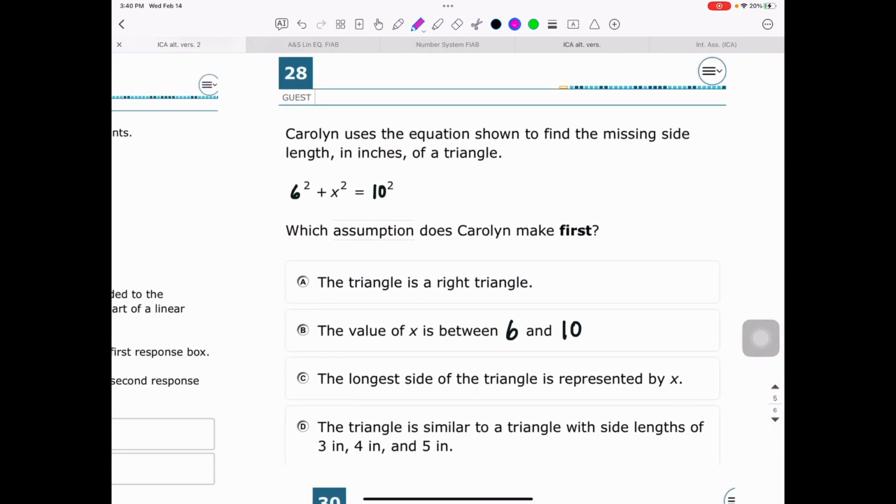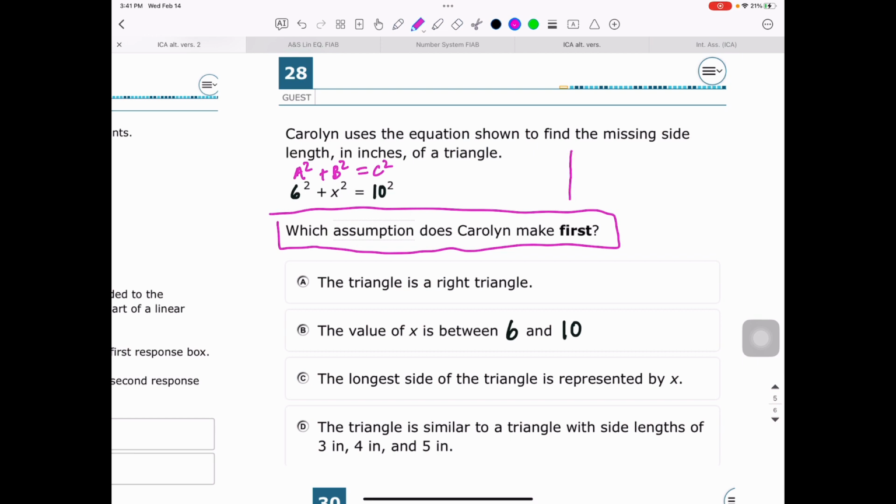This one, Carolyn uses the equation to find the missing side length of a triangle. So if she's using a squared plus b squared equals c squared, it says, which assumption does Carolyn make first? Well, first off, before anything else, the only time that you can use a squared plus b squared, and we don't know what she called it, x equals 10 squared, is if it's a right triangle. That's the very first assumption.